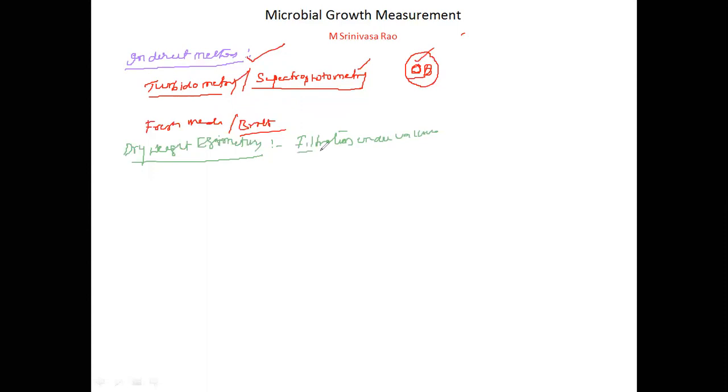We are going to filter the solution under the vacuum. After filtering, the filtrate will be collected. It is a pre-weighed membrane filter with a pore size of 0.2 to 4 micrometers, where most of the microorganisms or bacteria are trapped on the surface. The filter is then collected, the cells are washed with water to remove any residual growth medium, and dried to constant weight in an oven at up to 105 degrees centigrade.